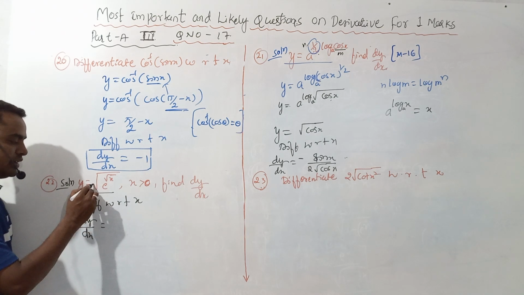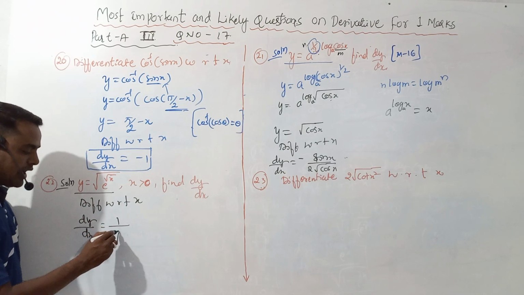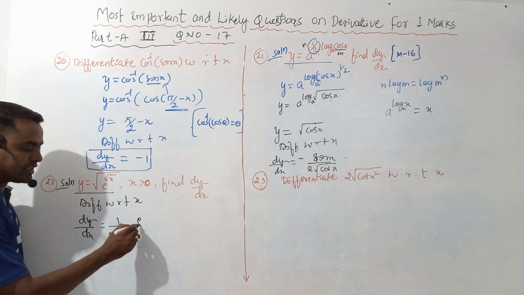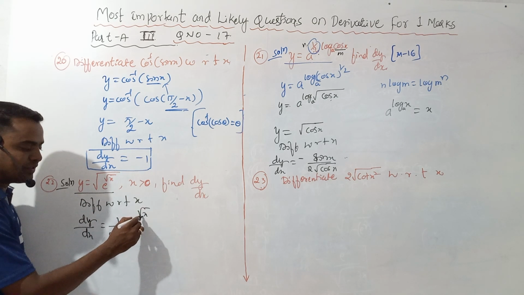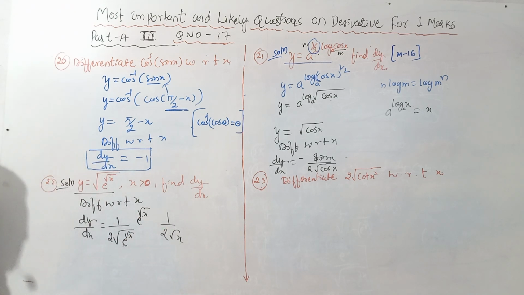Derivative of root, derivative of root is what? 1 by 2 root x. Root x means what here? e raised to root x. Derivative of e raised to root x is e raised to root x. Derivative of this root x, 1 by 2 root x.